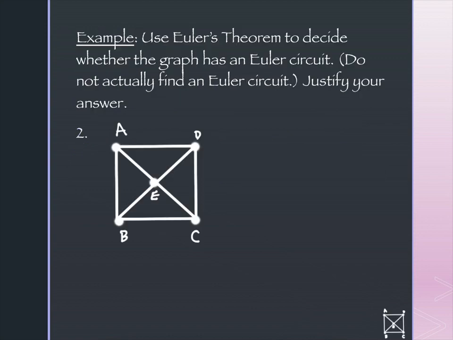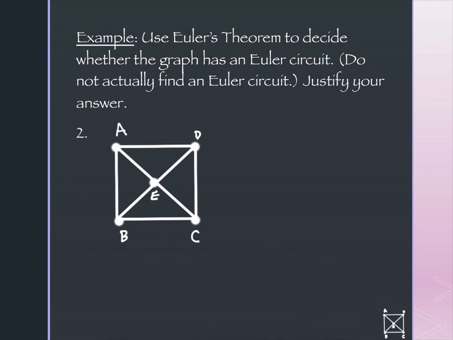So we're going to take a look at another example where the graph is given from the get-go, and we're asked to use Euler's theorem to decide if it has an Euler circuit. It's not actually asking us to find one, even if one exists. It just wants to know, does one exist? And we make that decision by doing what we just did for that last graph. We count the edges that come into each of the vertices. That is, we find their degree.